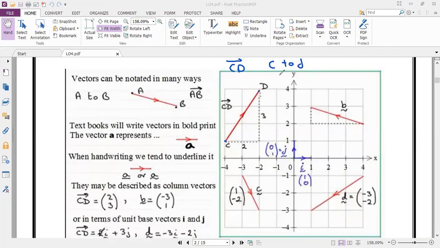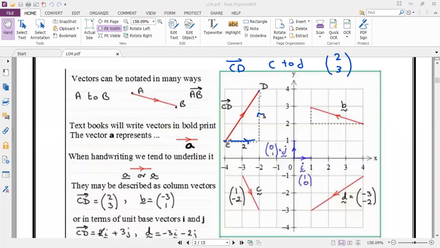And what is the vector CD? Because we moved 2 units in this positive sense and 3 units up, the vector CD equals (2, 3). That is the direction of the vector CD. It's not the length of CD, it's the vector CD, or the direction CD. And I'll tell you later how we can find the length of CD.